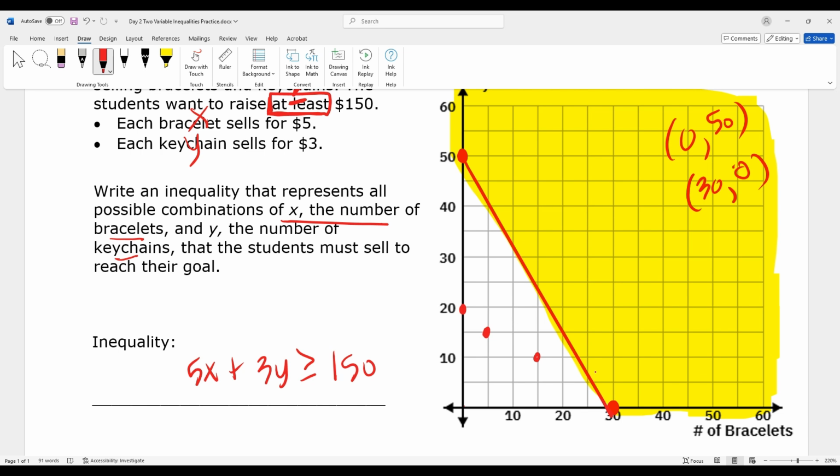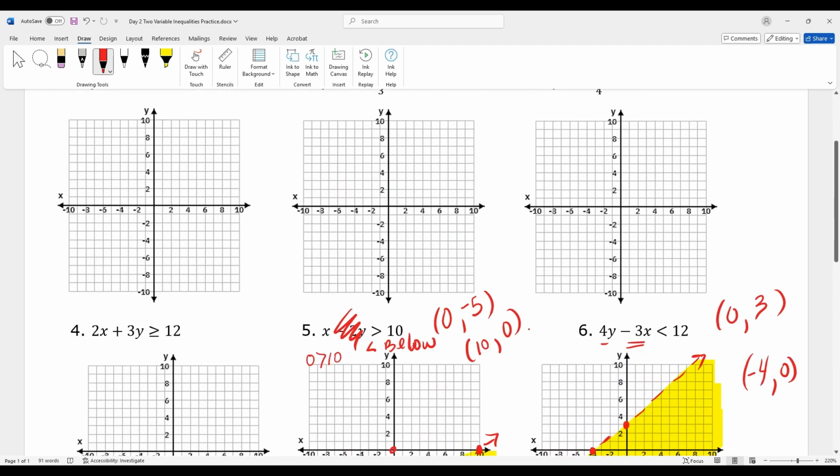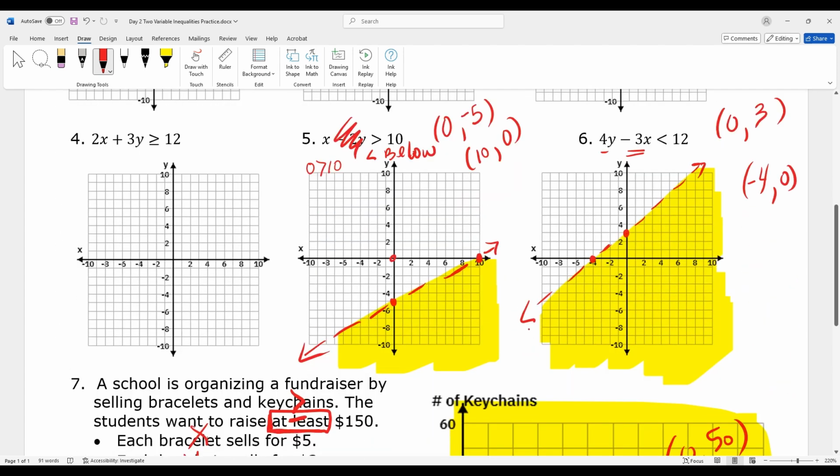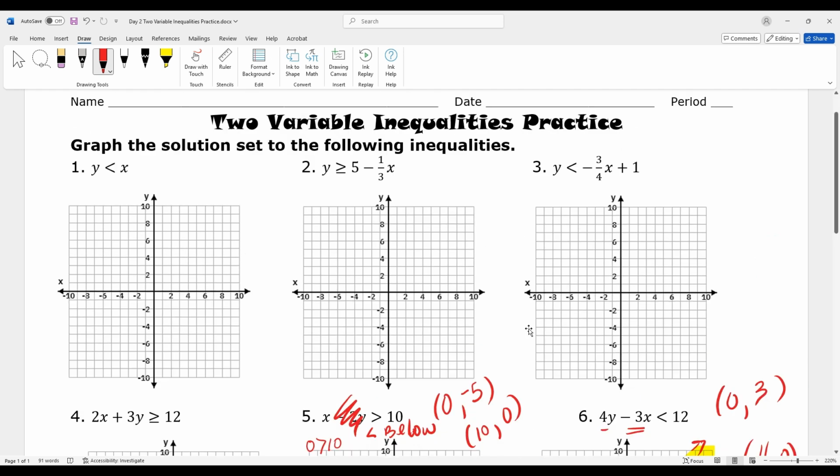Does that make sense? So minimum, I need to sell 30 bracelets or 50 keychains to meet that minimum of $150. Does that make sense? Okay. You should be able to do the rest of the inequalities on your own. This is just practice.